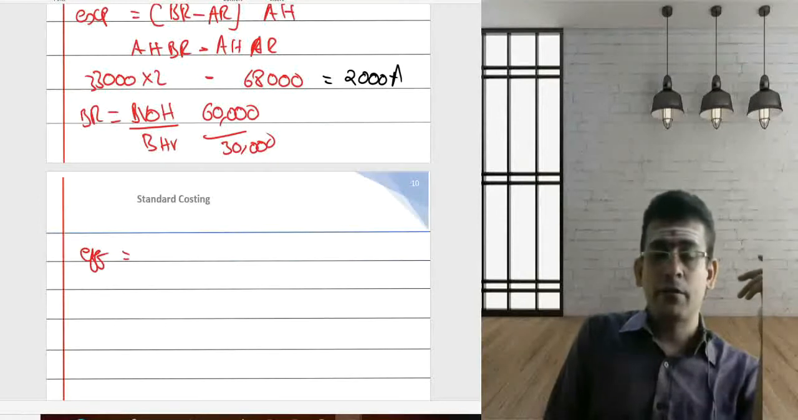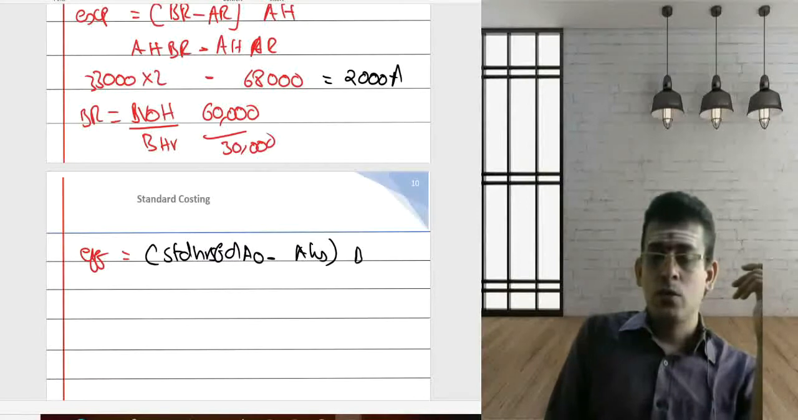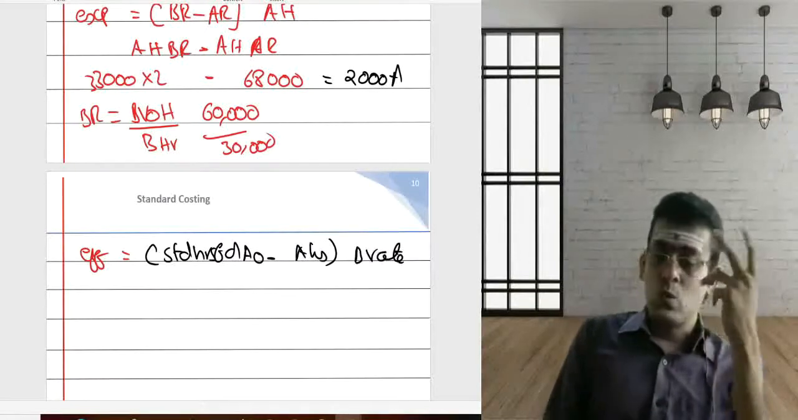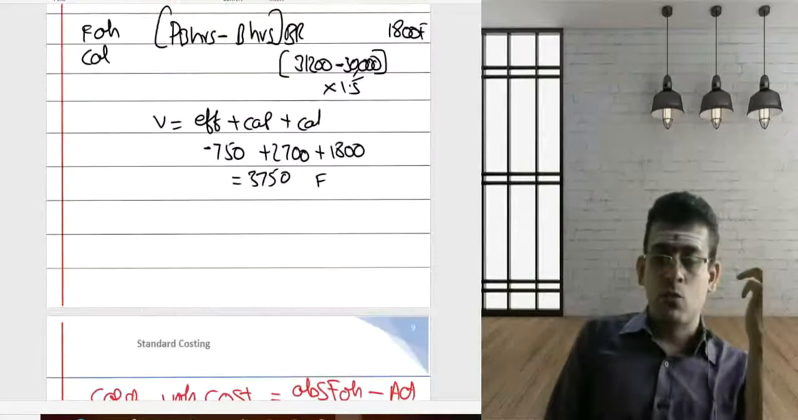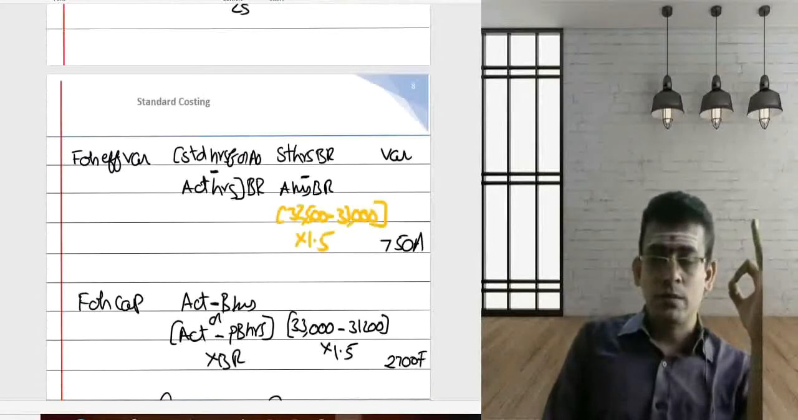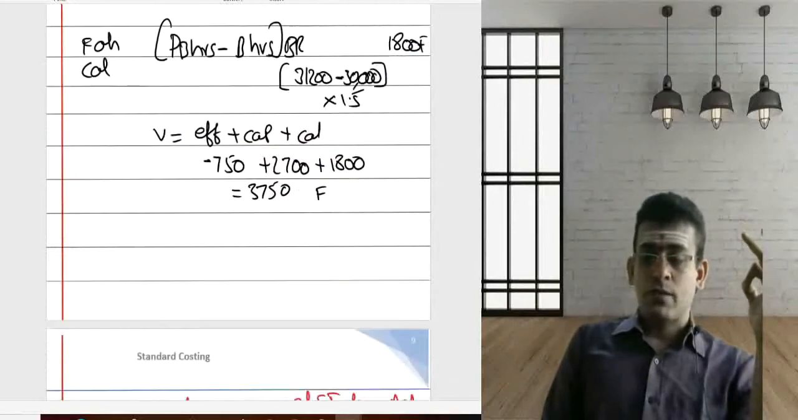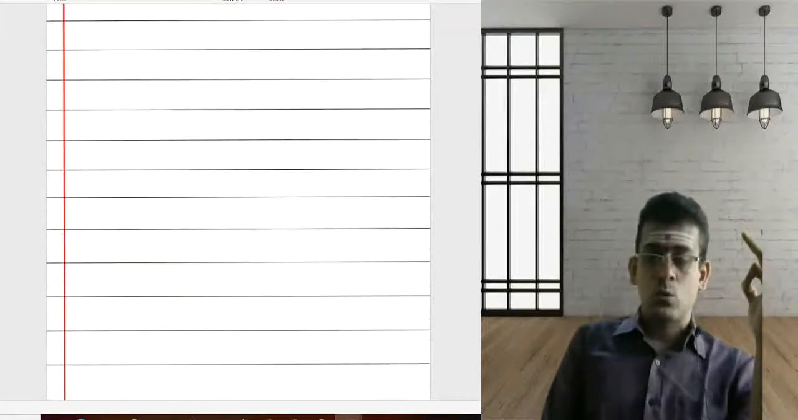So how do you calculate your efficiency variance? Efficiency variance is nothing but your standard hours for actual output minus actual hours into budget rate per hour. So standard hours for actual output will not change. Whatever you are having for your fixed overhead variance, the same thing will continue. So what was that? Standard hours for actual output is 32,500. So simply take this as 32,500.